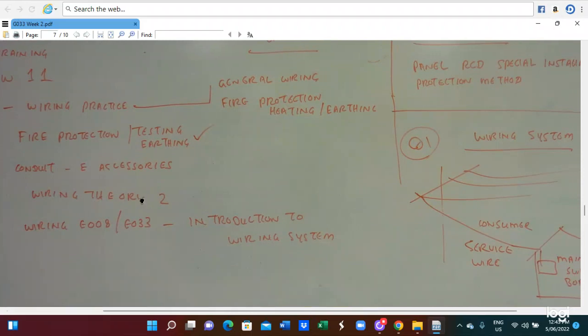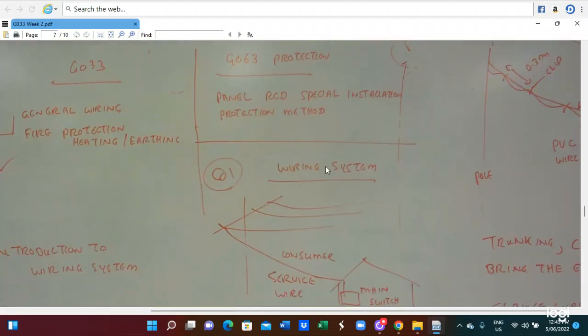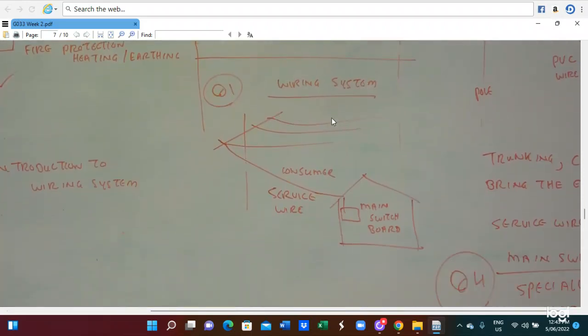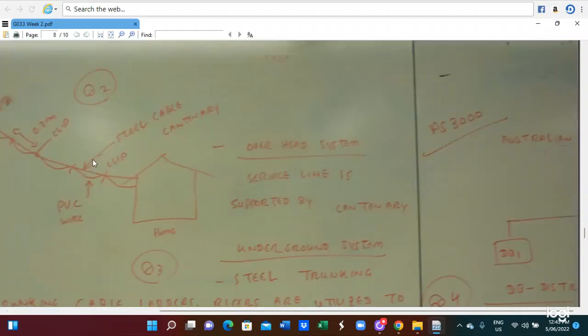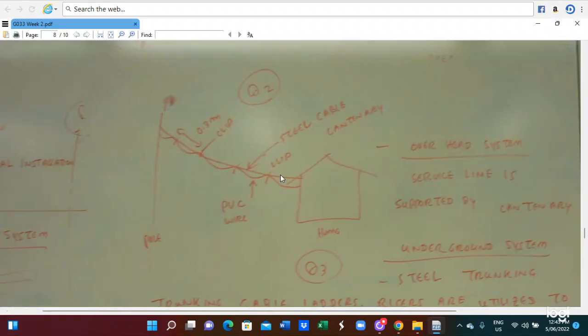So here it shows a protection system, the wiring system. This is the outside power line. From the power line, we connect the wire to the consumer service wire and connect to the main switch. So this is the way the wire is connected. This wire could include a catenary wire. So we run the wire on the catenary wire and we clip it.